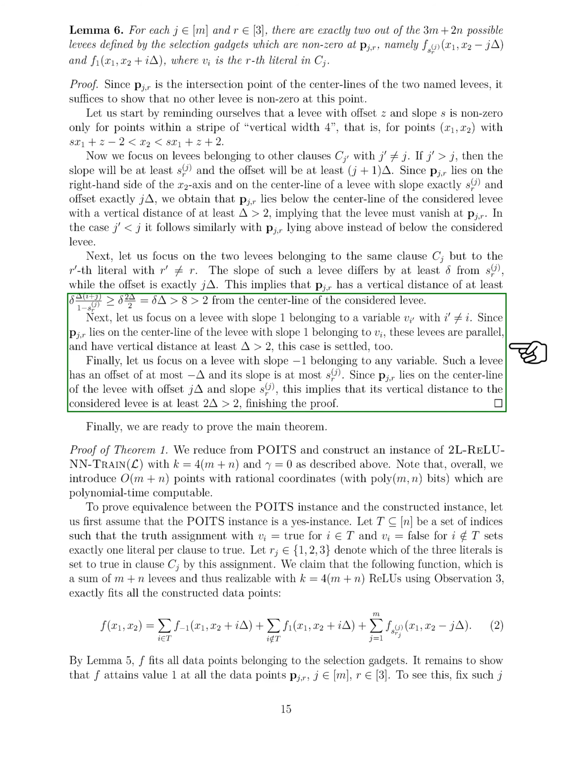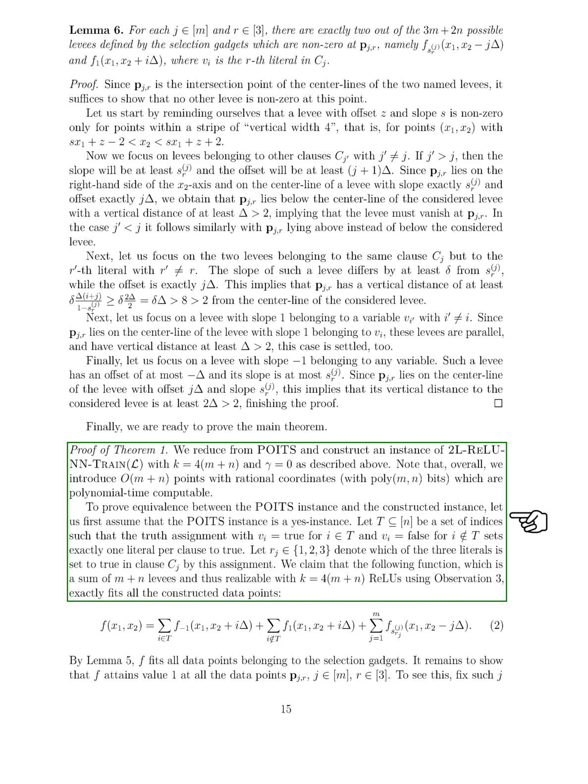Finally, we are ready to prove the main theorem. We reduce from points and construct an instance of 2L ReLU NN train with k equal to 4 times the sum of m and n and gamma equal to 0 as described above. We introduce points with rational coordinates which are polynomial time computable.